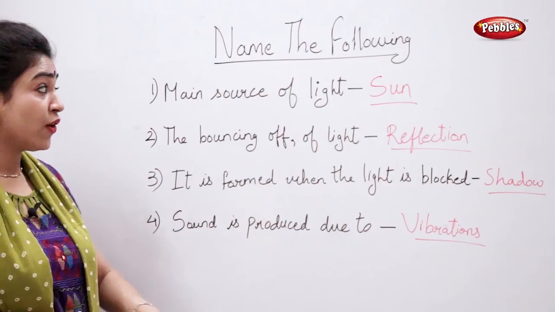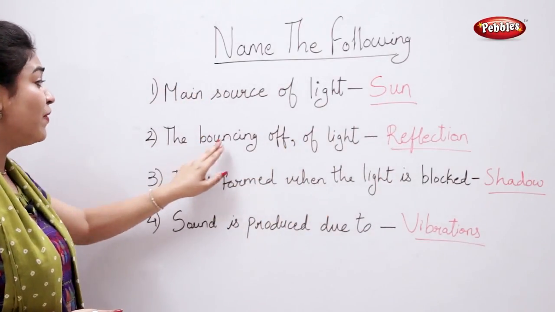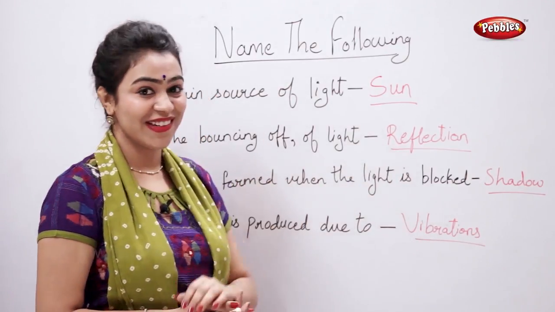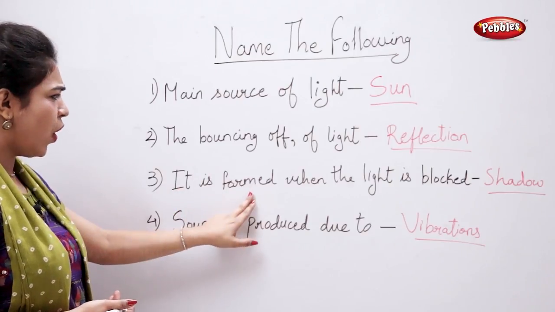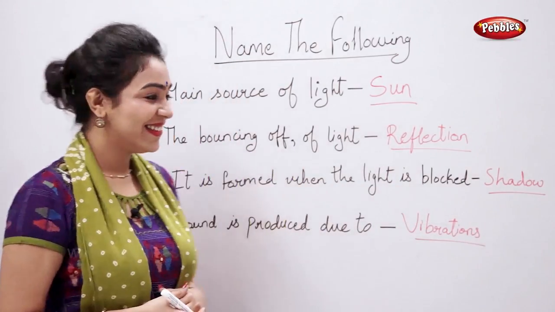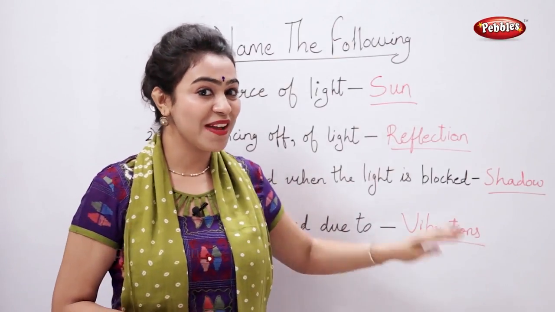The main source of light is sun. The bouncing off of light is called reflection. It is formed when the light is blocked. That's shadow. Sound is produced due to vibrations.